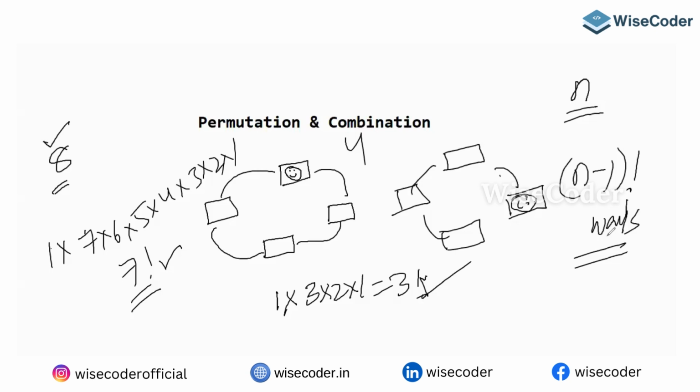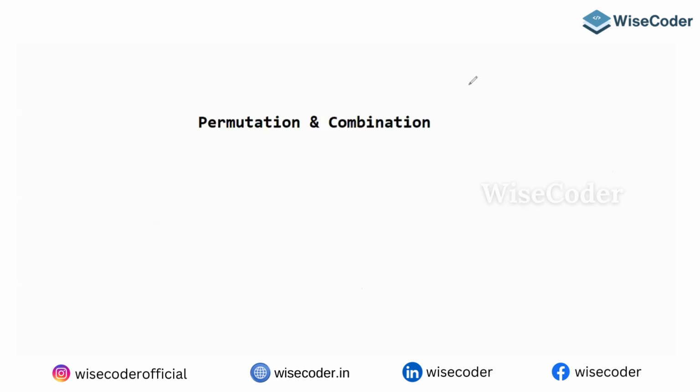Why are we using n minus 1 factorial? Yes, guys, listen. In a circular arrangement, the first person cannot choose four ways. He can choose only one way. After that one way, the remaining positions will be decided.